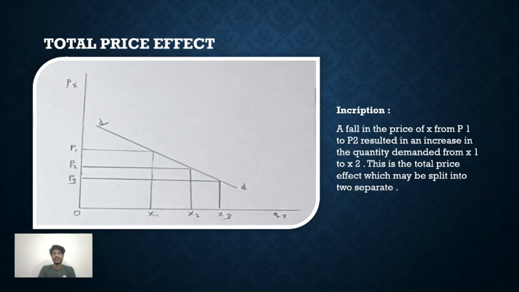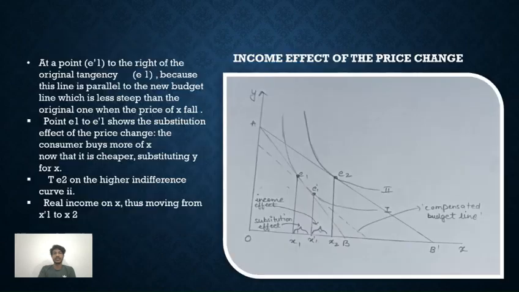Here is its graphical representation and its description. A fall in the price of X from P1 to P2 raises the quantity demanded from X1 to X2. This is the total price effect, which may be split into two separate effects. Now our next one is the income effect of price change. Here is its graphical representation and its description. The new point is to the right of the original tangency because this line is parallel to the new budget line, which is less steep than the original one when the price of X falls. Point E1 to E' shows the substitution effect of the price change.